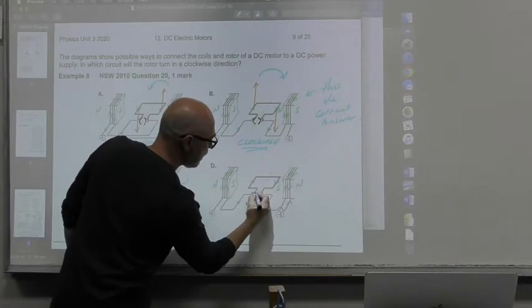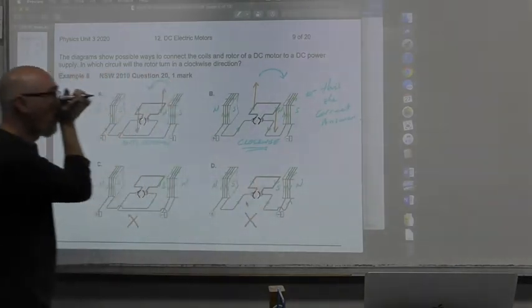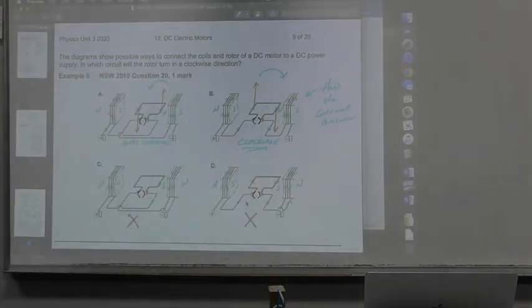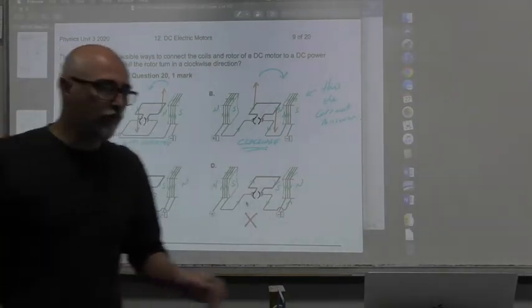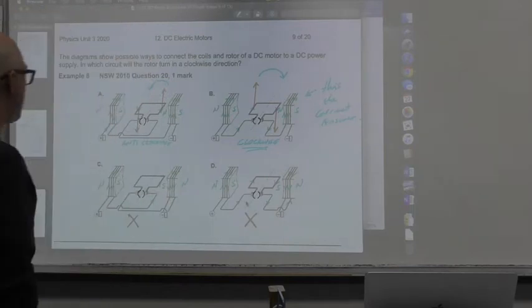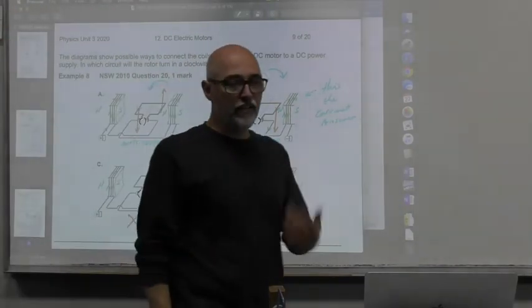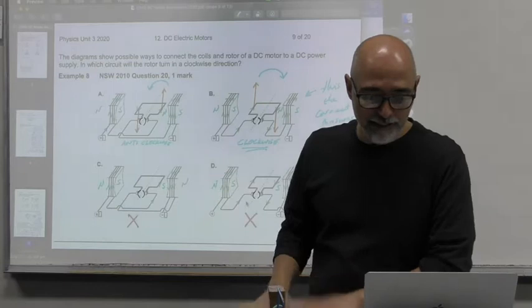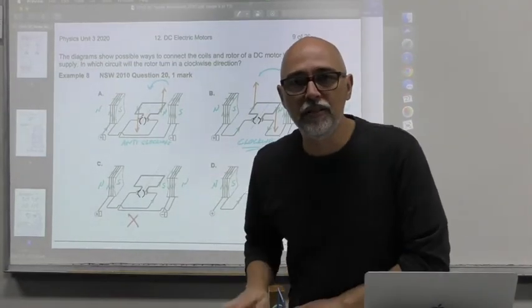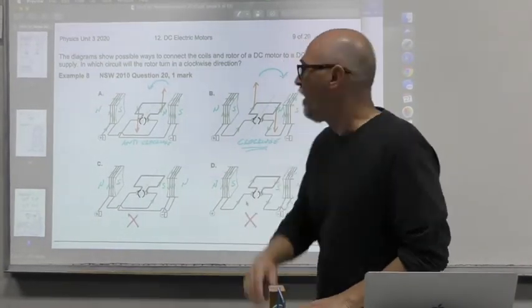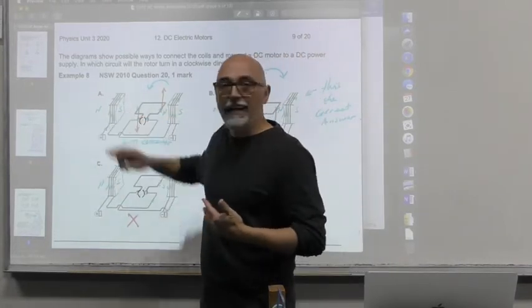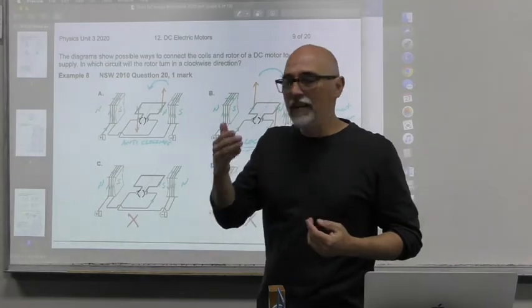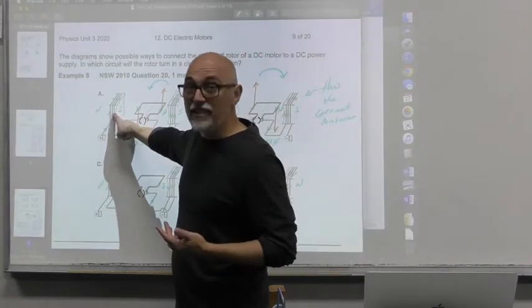Anyway, it's asking in which circuit will the rotor turn in a clockwise direction. What's really important here is that you have to use a couple of different rules. You're going to use your right-hand rule, absolutely, but you can't use it until you know the direction of the magnetic field. And don't forget, as of the last topic, the magnetic field is set by these solenoids.